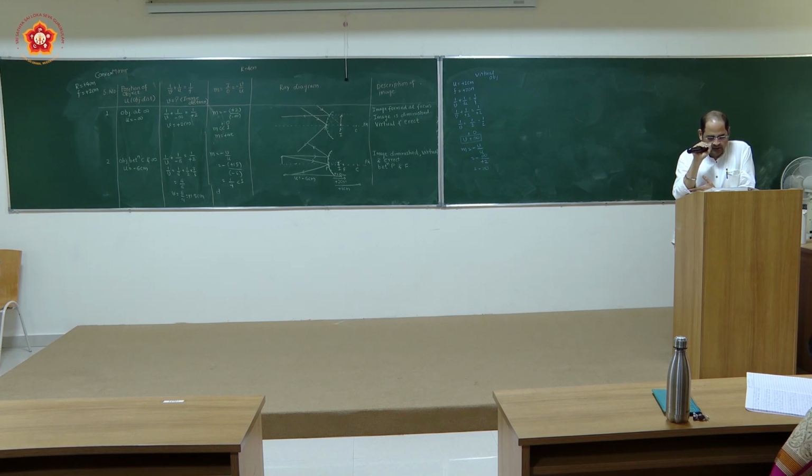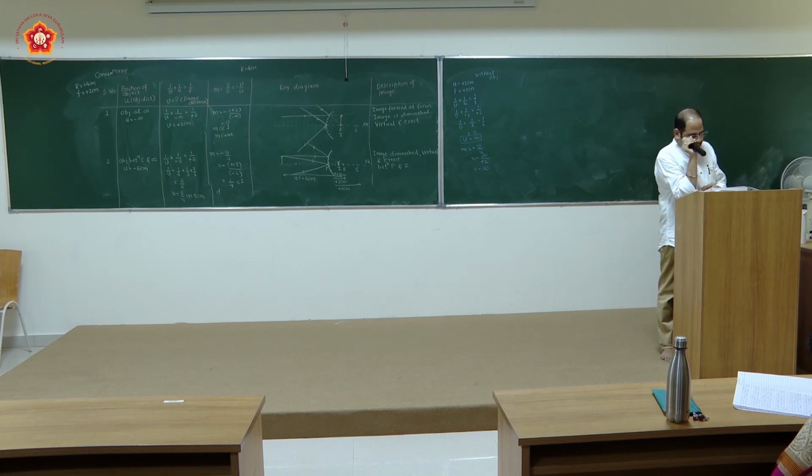Third part, if the size of image is larger than the object, object is between, very true, C and F, object is between C and F, and image is between, beyond C up to infinity. So image will be between C and infinity.